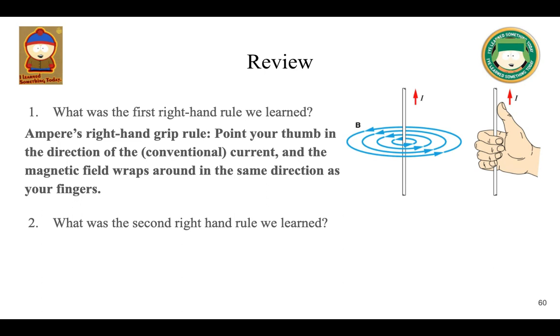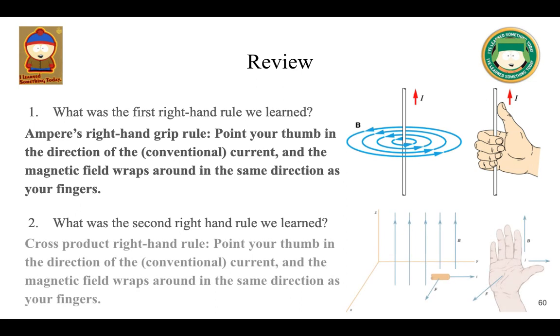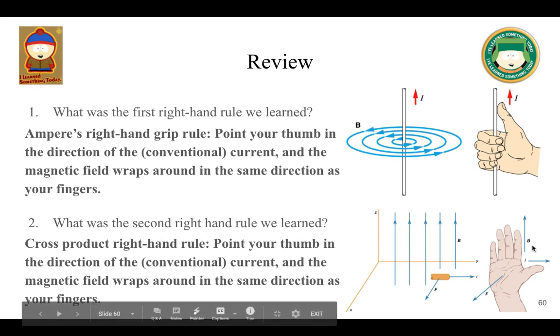The second right-hand rule is the cross product rule. Your thumb is always the direction of the motion of positive charge or positive current. Your fingers are always the magnetic field. And if you're doing this rule, your palm is pointing in the direction of the force that this charge will feel because of the magnetic field.